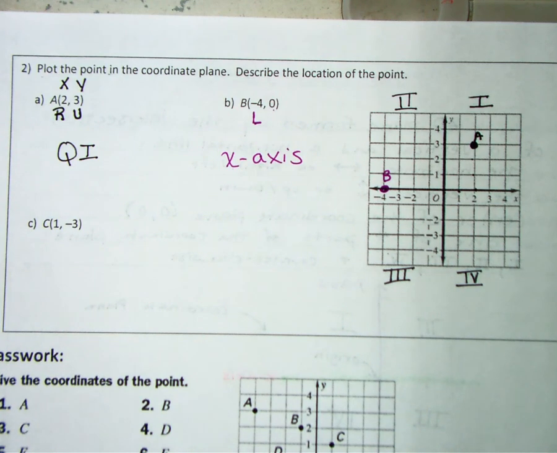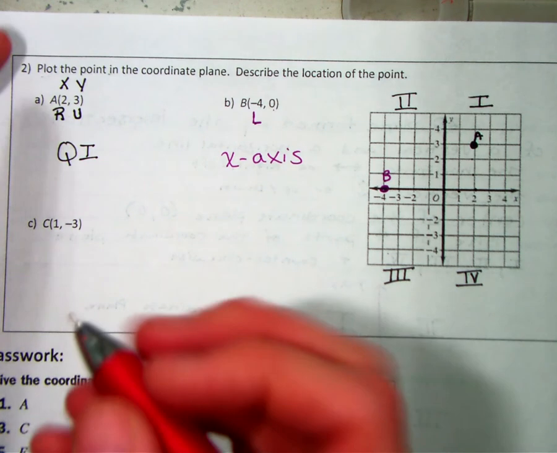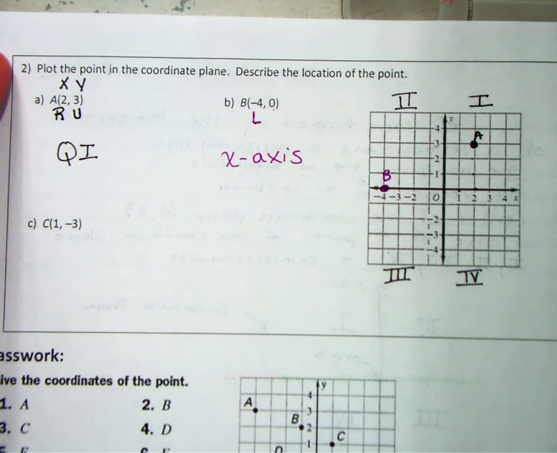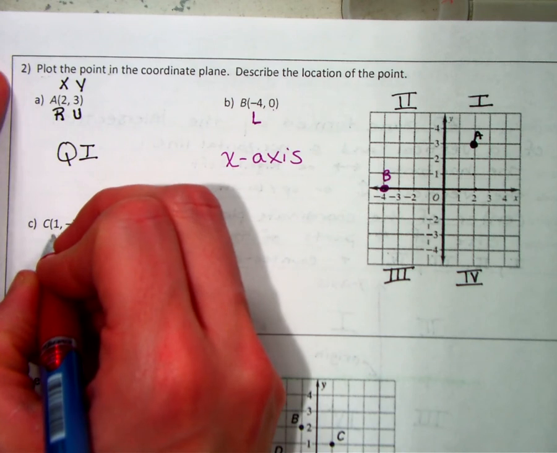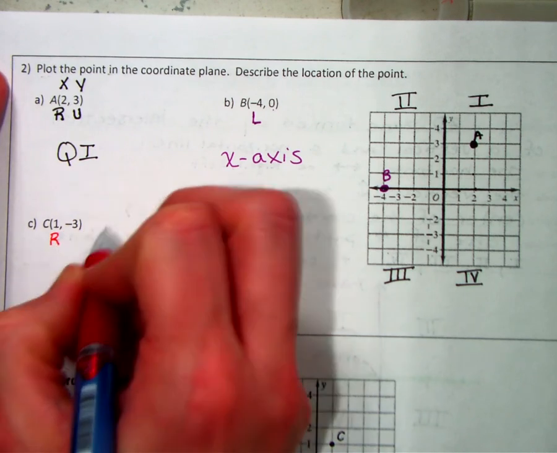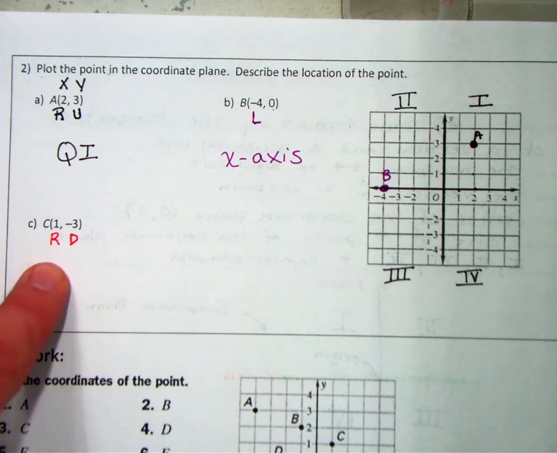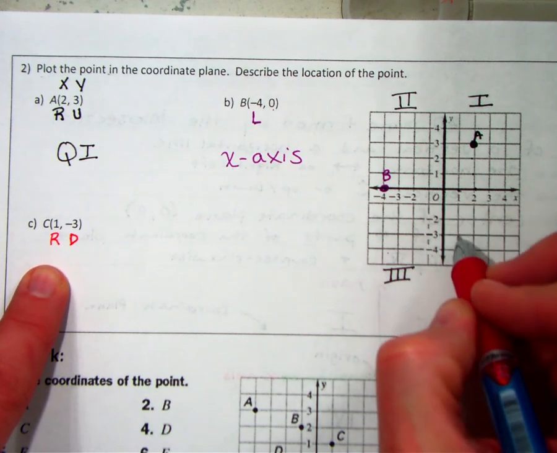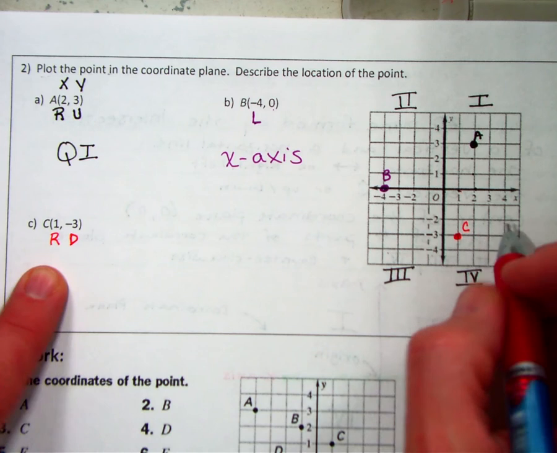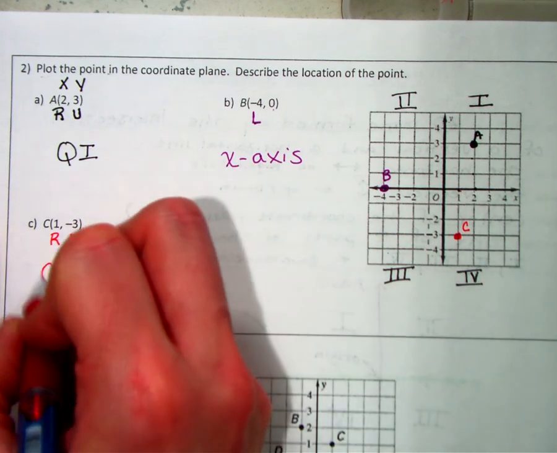Okay, last one is 3, -1. Ooh, I said that backwards. Sorry about that. 1, -3. This 1 tells you to go right 1, and then the -3 tells you to go down 3. So right 1, down 3 is going to be here. We'll label that as C, and then that's going to be in Q4.